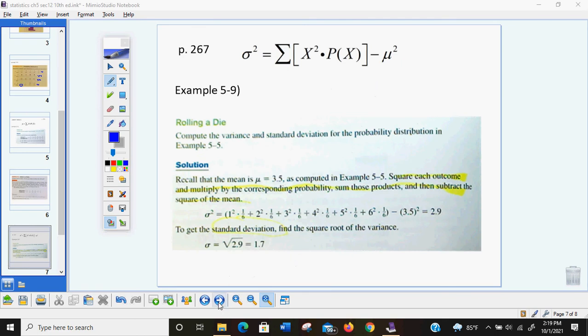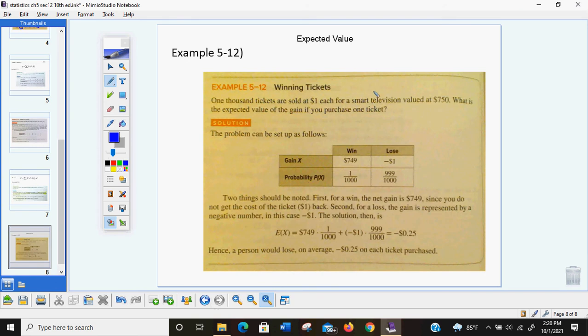And the last thing in this section is expectation, the expected value. So when you have 1,000 tickets sold at $1 each for a smart television, and the value of that TV is $750, what is the expected value of the gain if you purchase one ticket? Now the formula for expected value is the same as mean. It is the outcome times its probability.